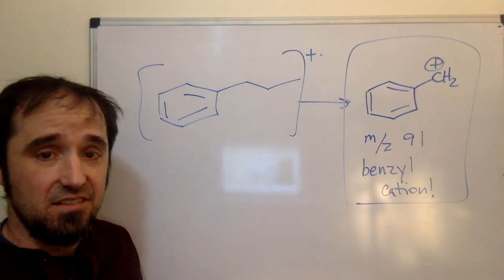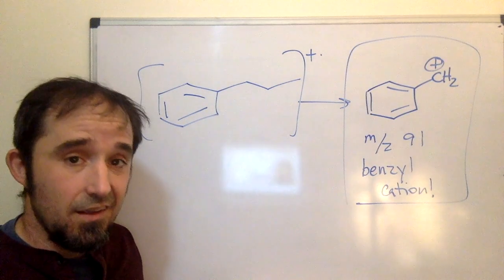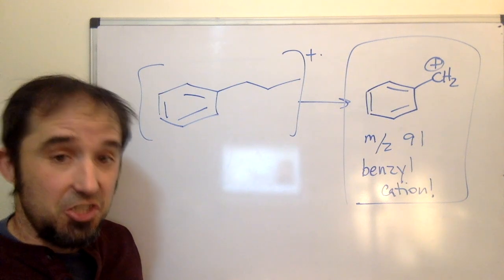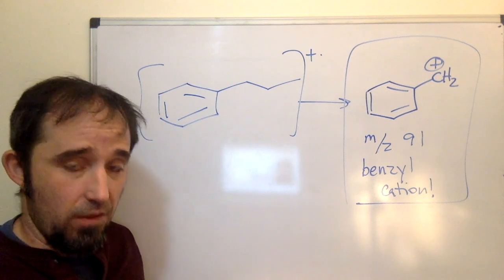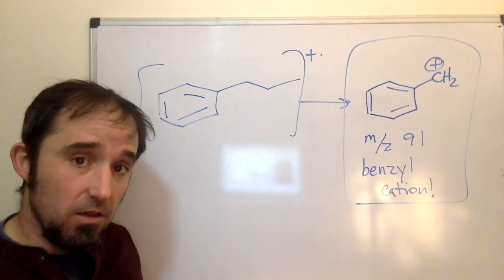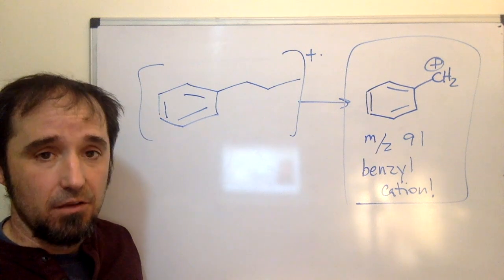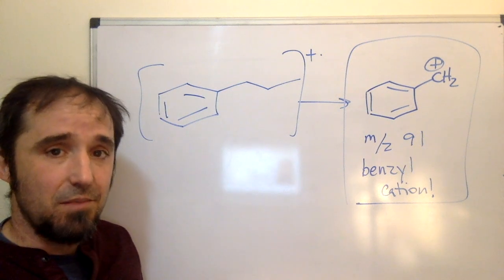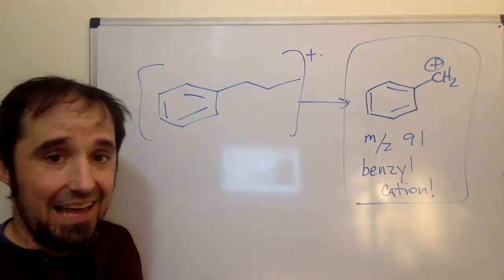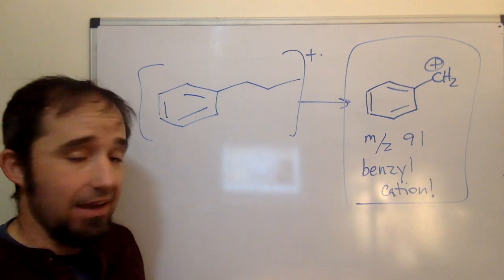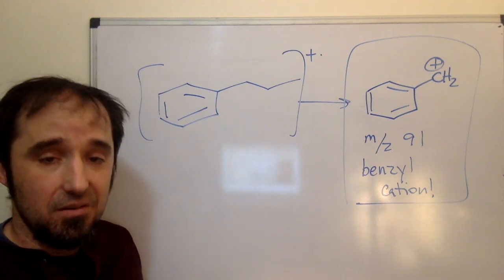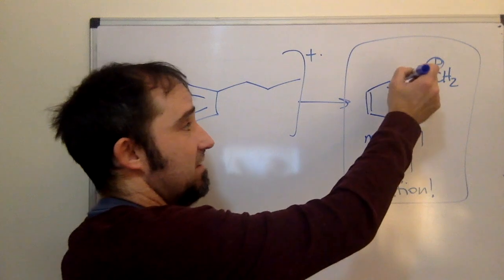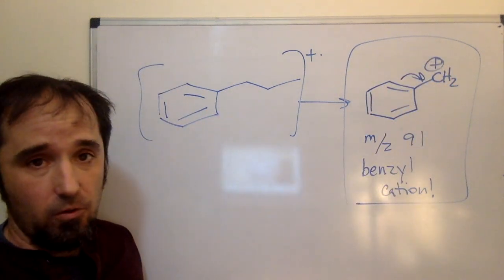That charge is delocalized throughout the ring, and so we will see a giant peak at 91. That will be by far the tallest peak in the mass spectrum. Far and away, the biggest peak in this mass spectrum is going to be the peak at 91, because that cation, the benzyl cation, is very well delocalized into the pi network.